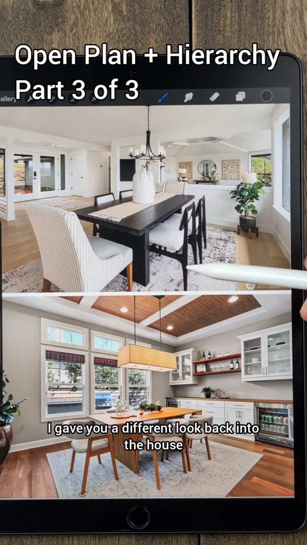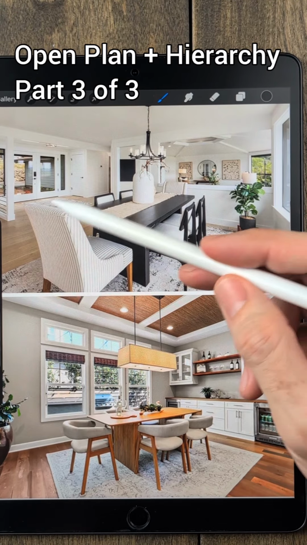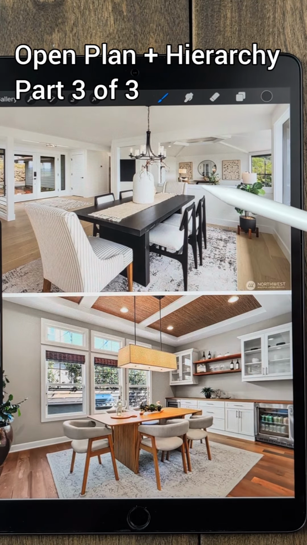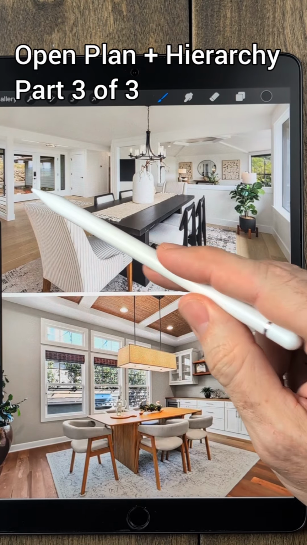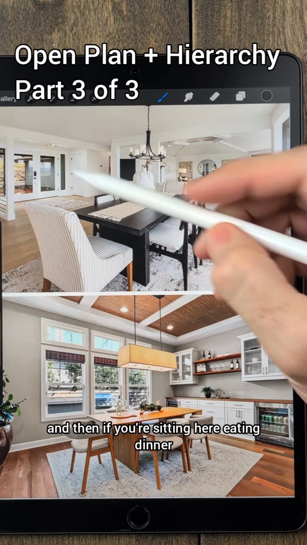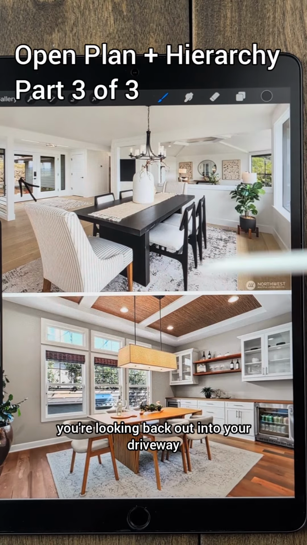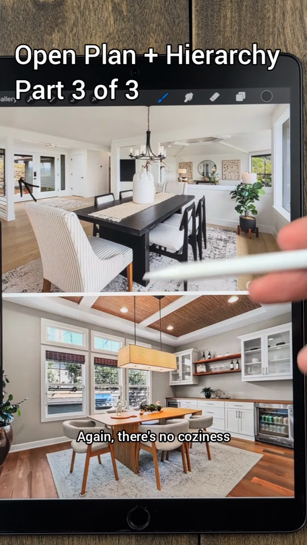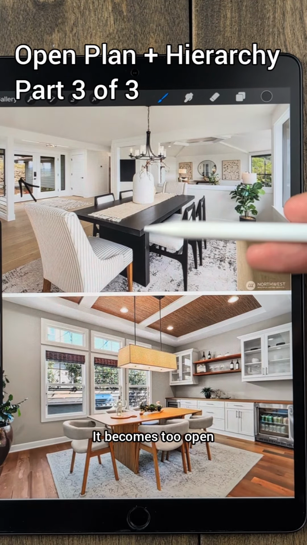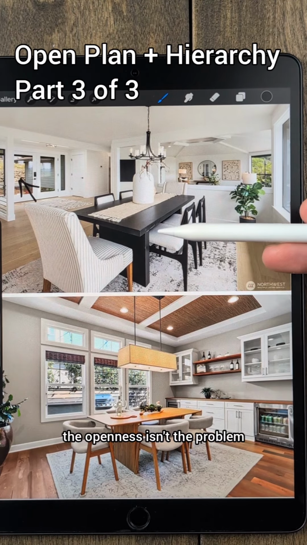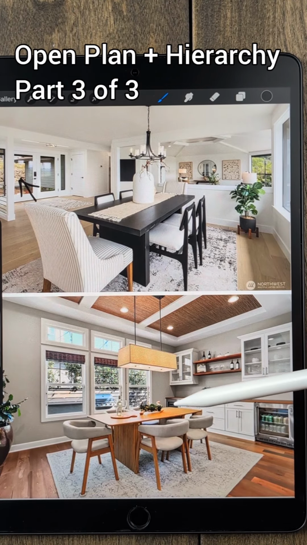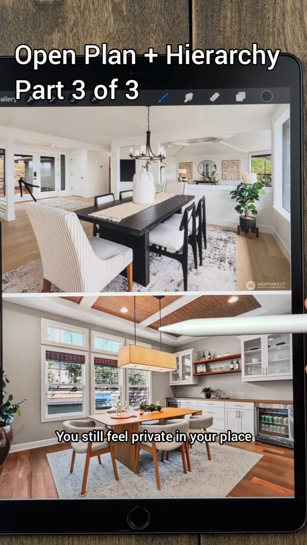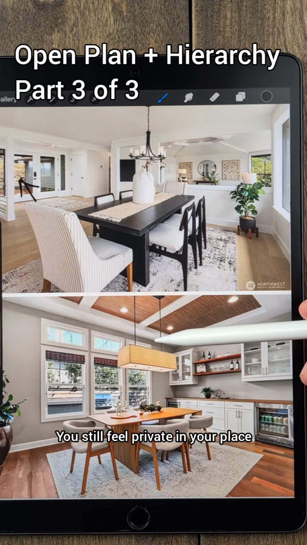In this top view, I gave you a different look back into the house. And notice here where every room is trying to capture the view. Again, if you think back to when we came in, and then if you're sitting here eating dinner, you're looking back out into your driveway. Again, there's no coziness. It becomes too open. Now, the openness isn't the problem, because down here, this one is very open, but it still feels cozy. You still feel private in your place.